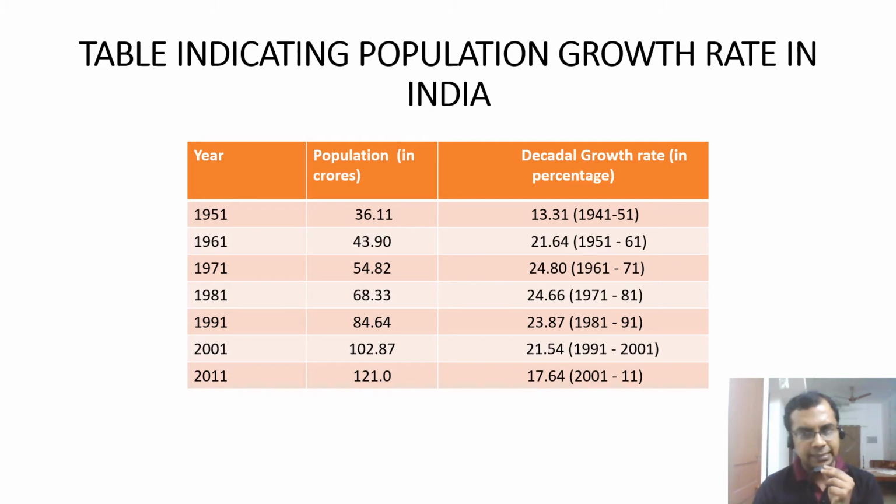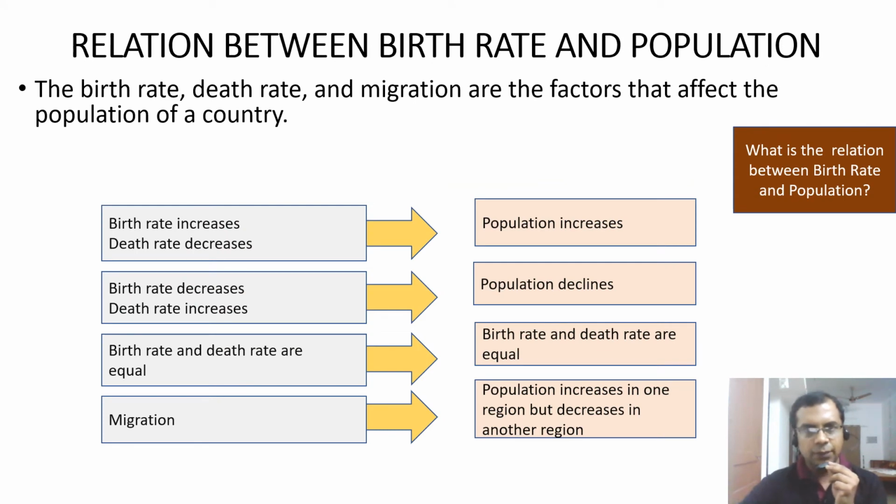In the latest census, that is in 2011, the population of India stands at 121 crores and the growth rate has again declined to 17.64%. Now we can study about the relation between birth rate and population. What is the relation between birth rate and population? It is a very important question.